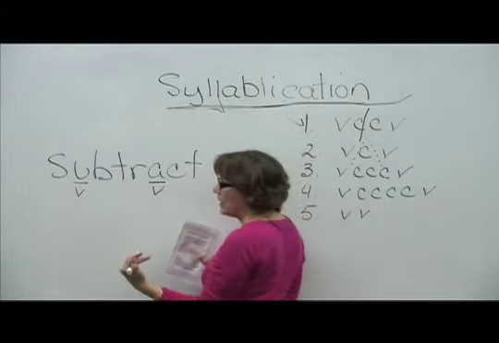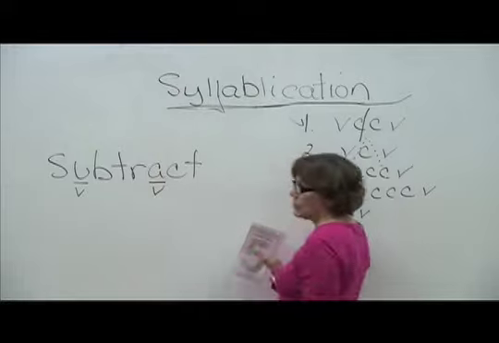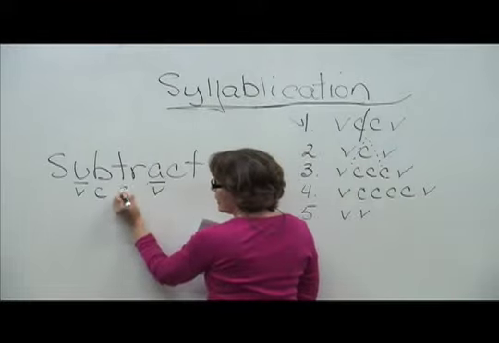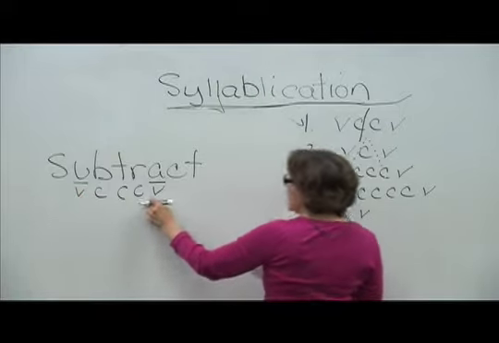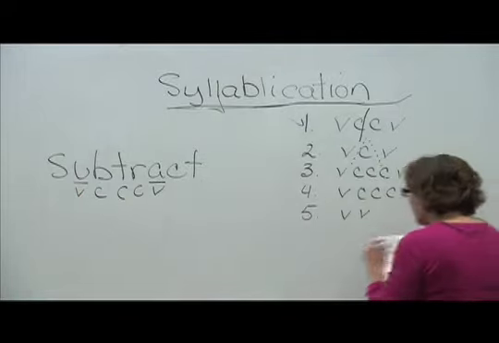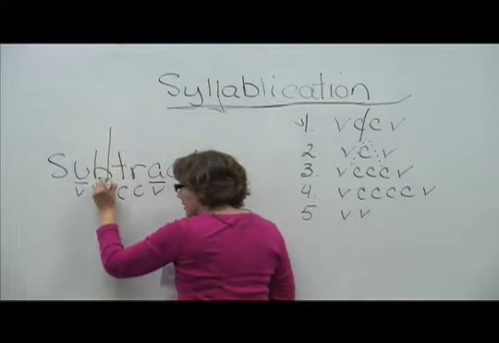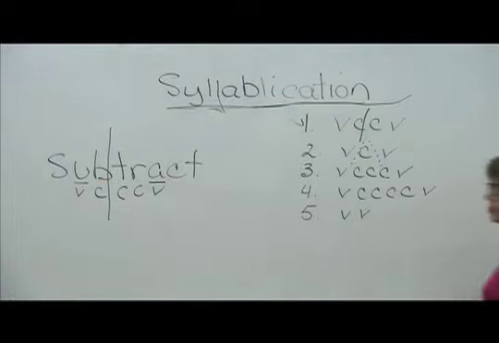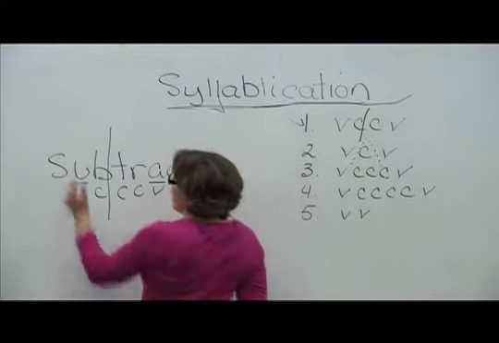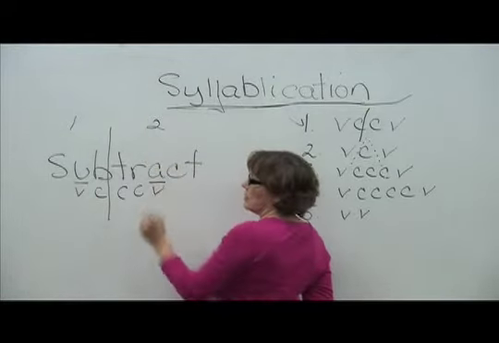Now I'm going to see how many consonants I have between those two vowels. Consonant, consonant, consonant. All right, so I've got vowel, consonant, consonant, consonant, vowel. And generally speaking, 90% of the time, that's where you divide the word. So let's take a look at it now. I've got, again, two syllables.